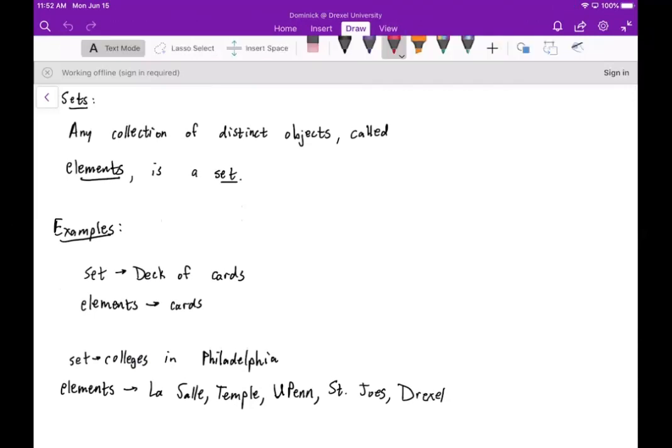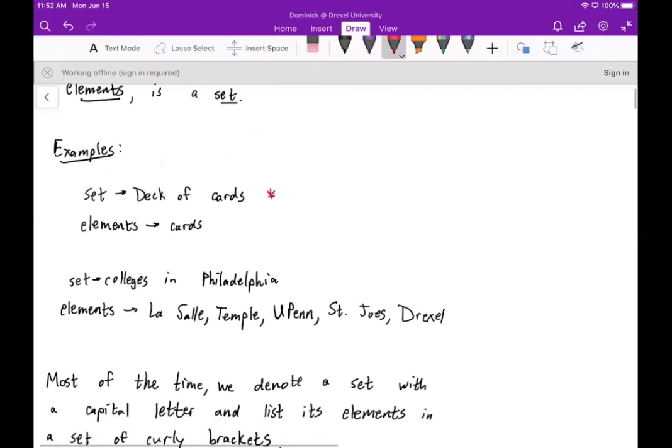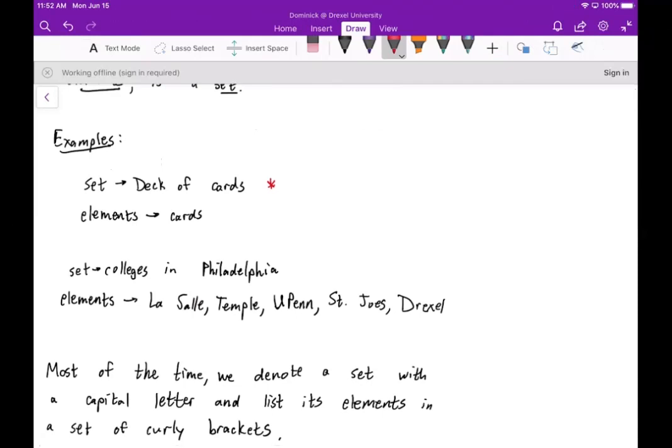Now, as an example, we can say that a set would be a deck of cards and that the elements would be the individual cards themselves, right? Or as another example, we could say that a set would be the colleges in Philadelphia, and then the individual elements would be LaSalle, Temple, UPenn, St. Joe's, and of course Drexel, right?